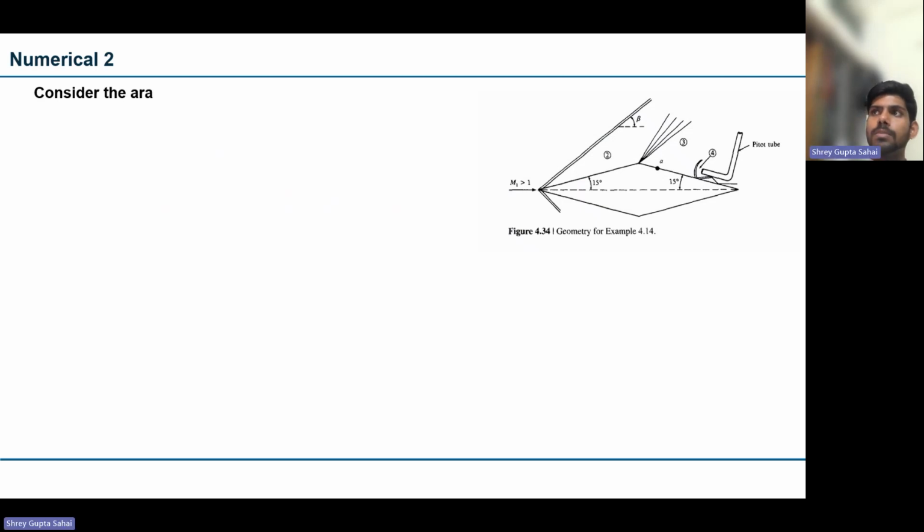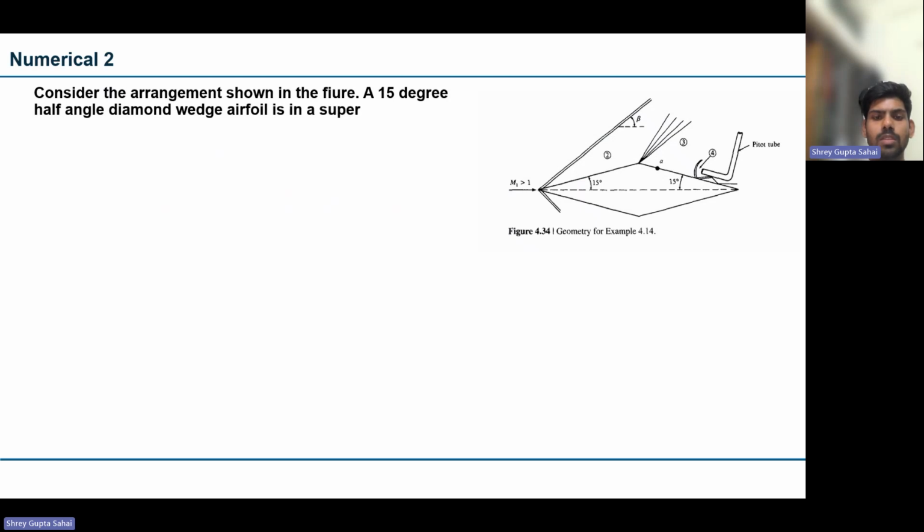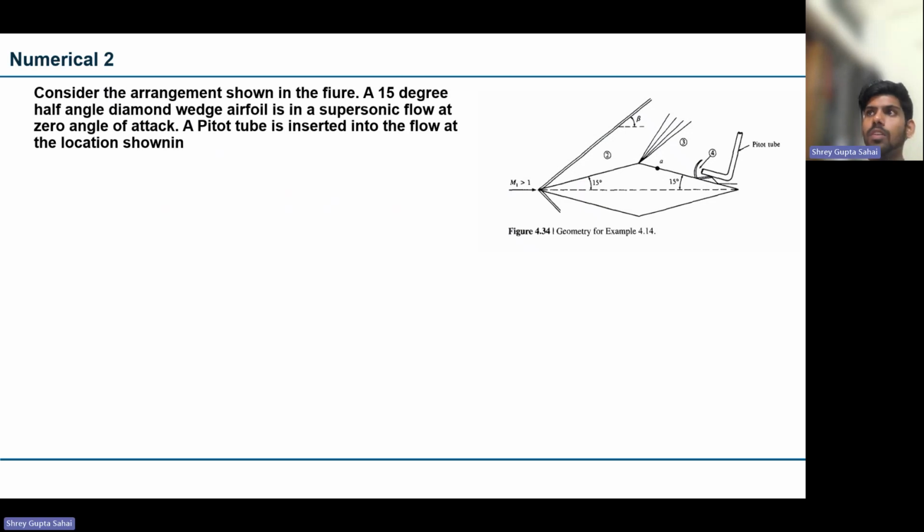Here the arrangement shown in the figure, a 15-degree half angle half diamond wedge airfoil is in a supersonic flow at zero angle of attack, a pitot tube is inserted into the flow at the location shown in the figure.